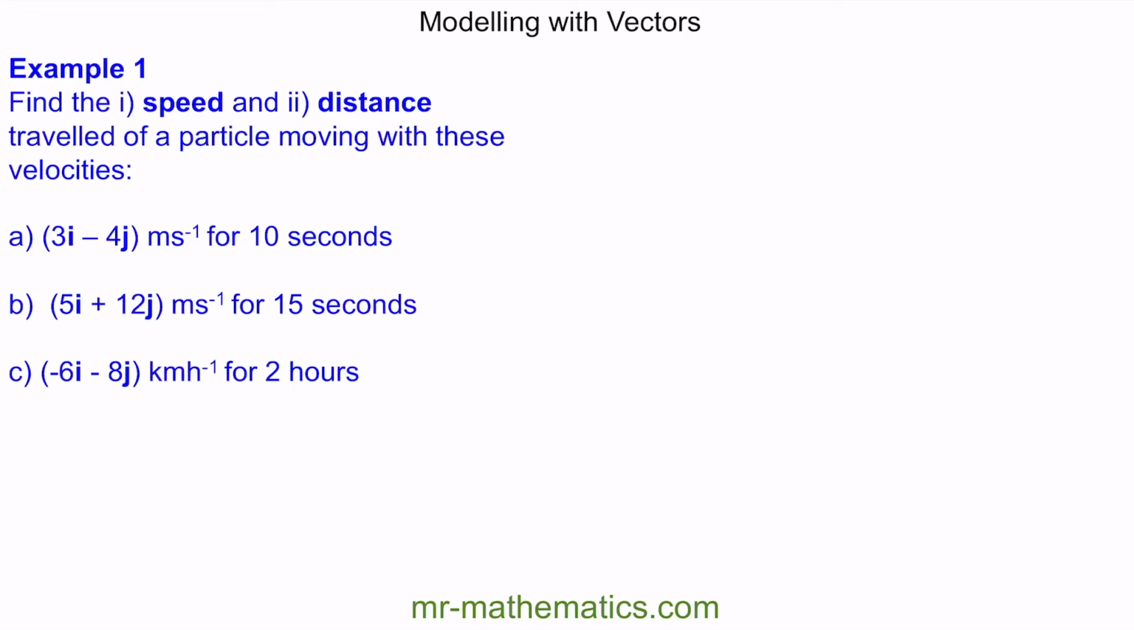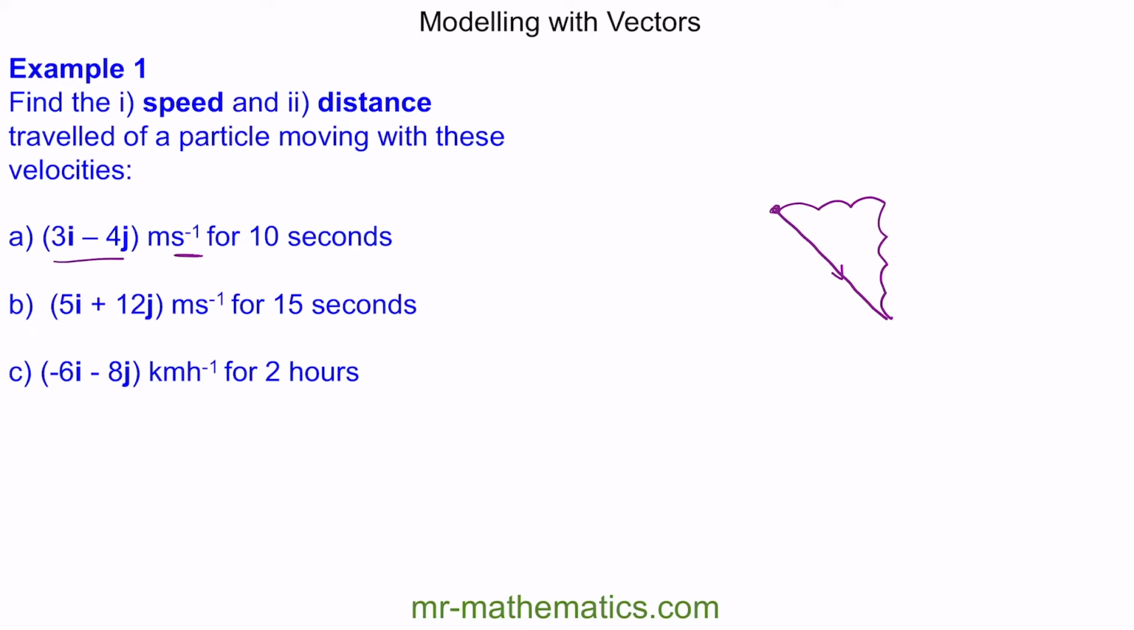Hi, so in this video, I want to show you how we can use velocity vectors to model the speed and distance. So if we look at the velocity vector in question A, we have 3i minus 4j. Well, this means that we start at a point, we go 3 across in the i direction, and then 4 down in the j direction. So we're going from here to here, and we're traveling in this direction every second, so meters per second.